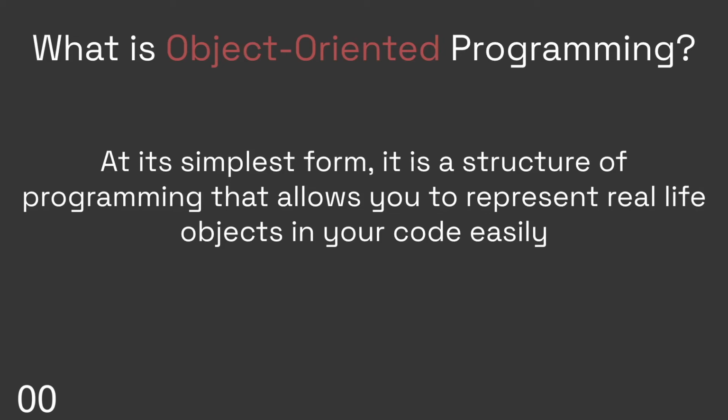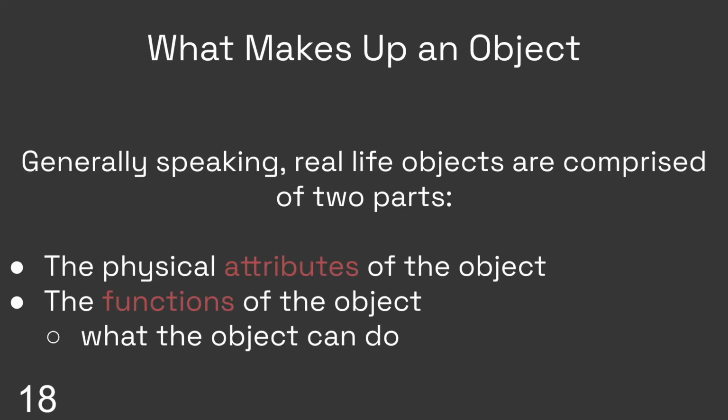Alright, so what exactly is object-oriented programming at its basics? For simplicity, we can define object-oriented programming as a form of programming that allows you, the programmer, to represent real-life objects in your code relatively easily. So, let's take a minute to think of what makes up objects in real life.